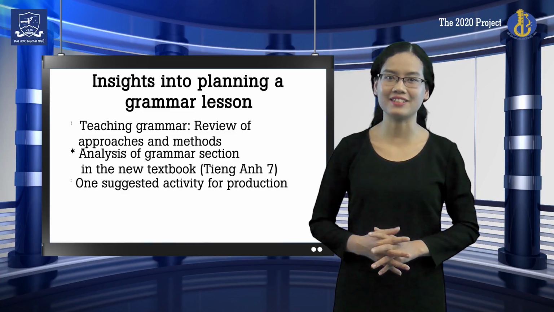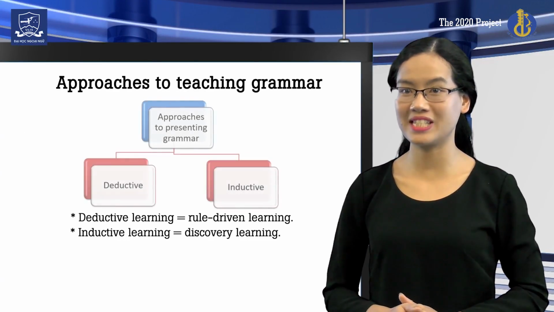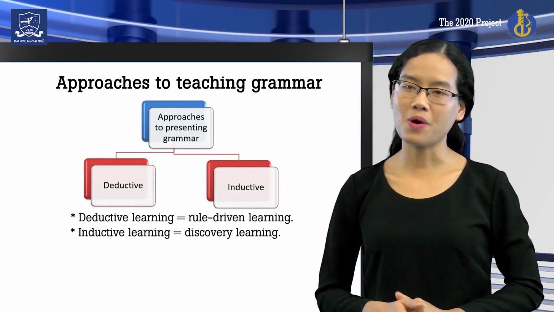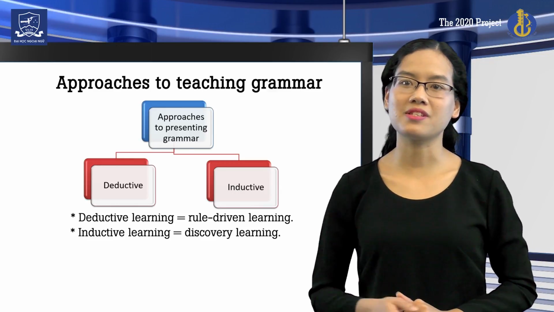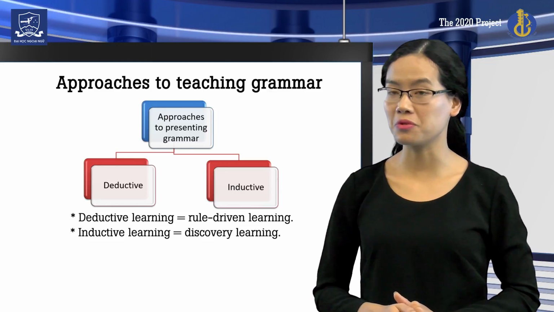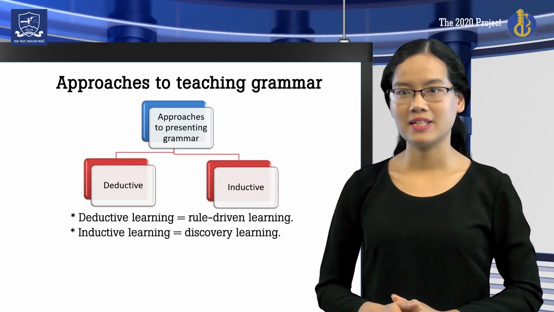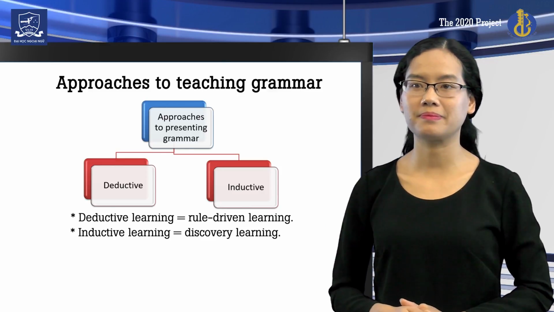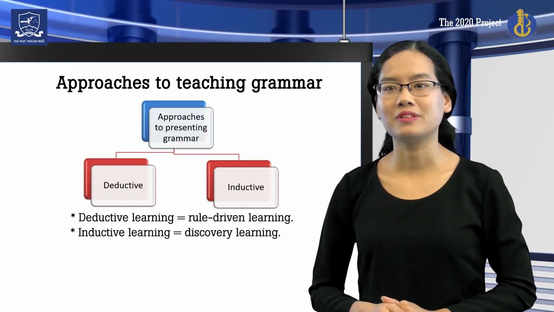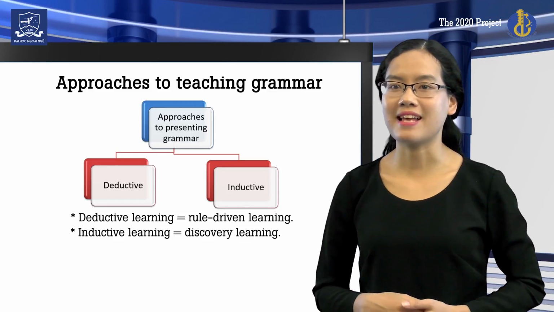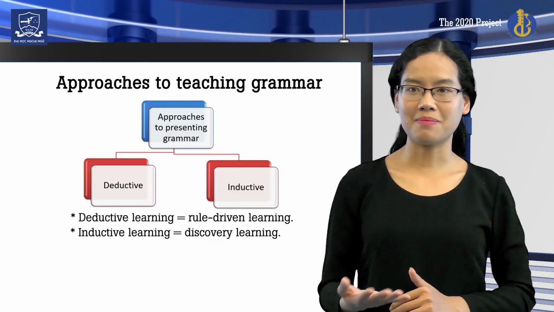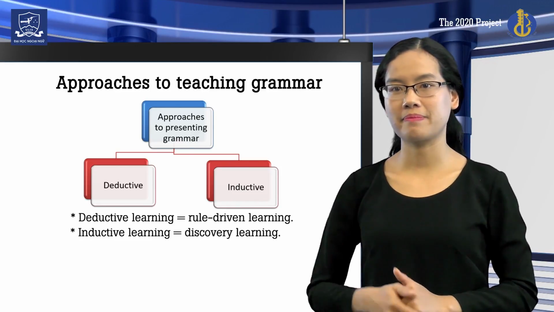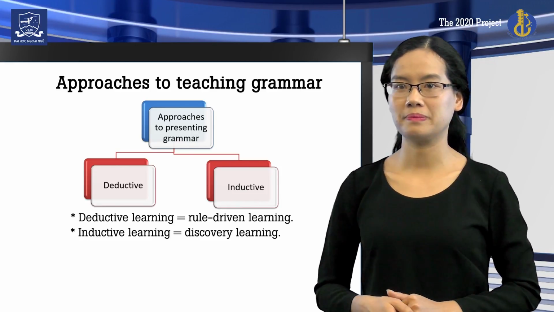Now, let's get started. In terms of approaches, there are two approaches to teaching grammar. The first one is the deductive approach. In this approach, the teacher starts with a presentation of a rule and then provides examples in which the rule is applied. For example, in your class, you tell your students that to talk about something happening now, they must say subject and then to be and then verbing. So, students follow the rule.